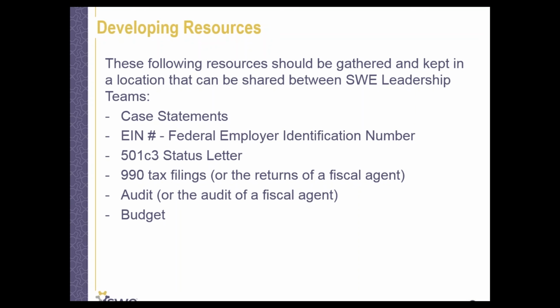You'll need your 501(c)(3) status letter, any 990 tax filings that you've submitted or your audit, and a working budget for your section and the program in question. Oftentimes, SWE sections are under the fiscal responsibility of a different entity. So I recommend any SWE section leadership, as they're engaging in their fundraising activities, speak with their fiscal agent to ensure that they have the proper documentation and avenues necessary in order to conduct fundraising activities.